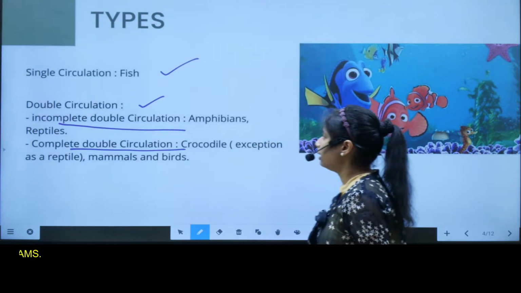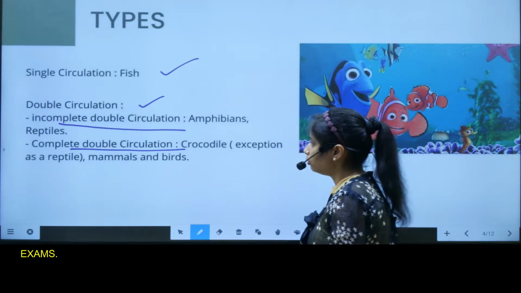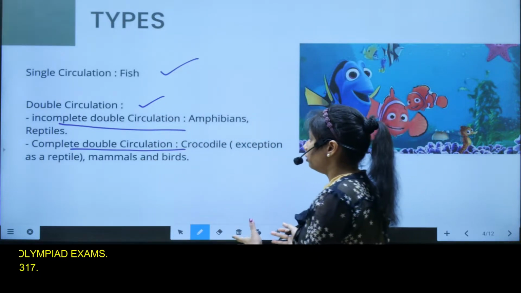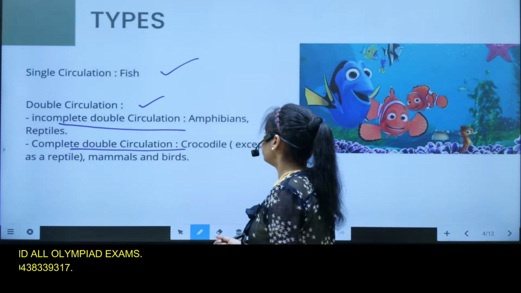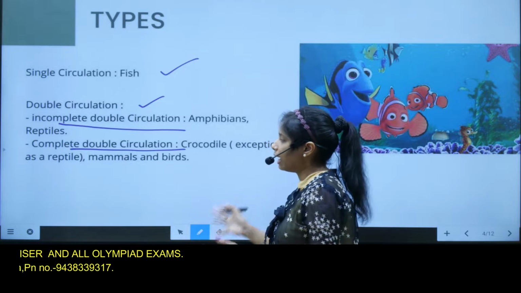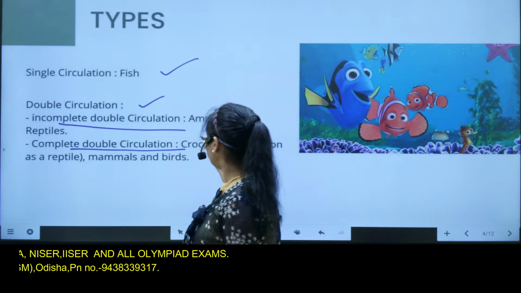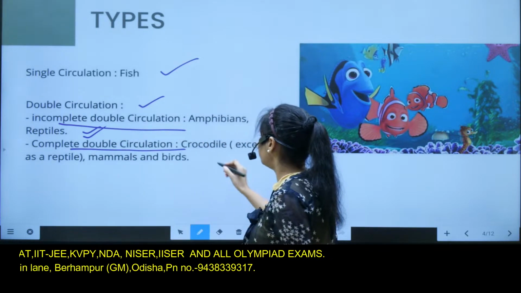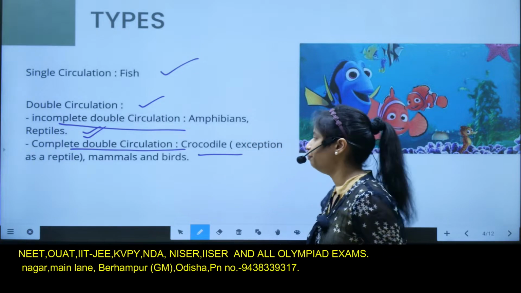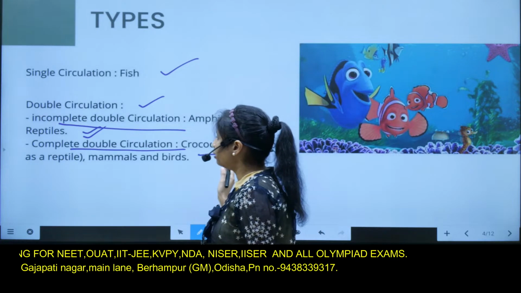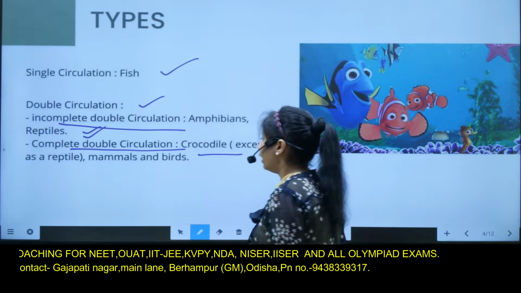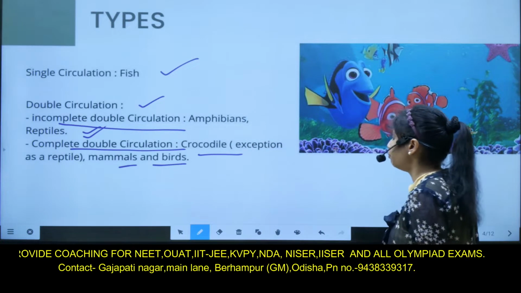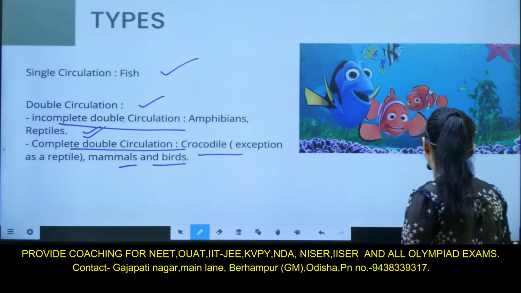Examples of amphibians are frogs, and reptiles like crocodiles. And complete double circulation happens in the crocodile, which is an exception as a reptile. As I told you, reptiles have incomplete double circulation, but the crocodile is the exception as a reptile, and the crocodile has complete double circulation. And after that, mammals and birds also. Mammals like we human beings, and birds like pigeons, parrots, etc.